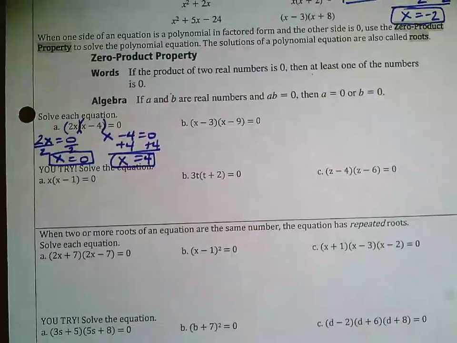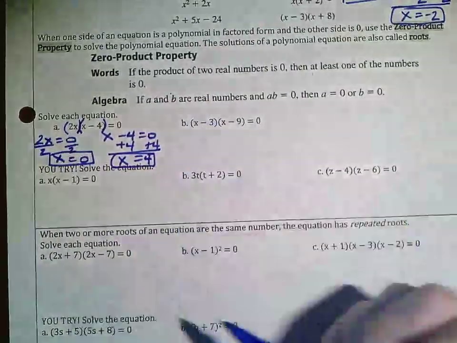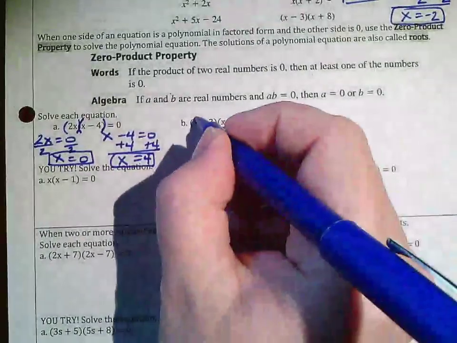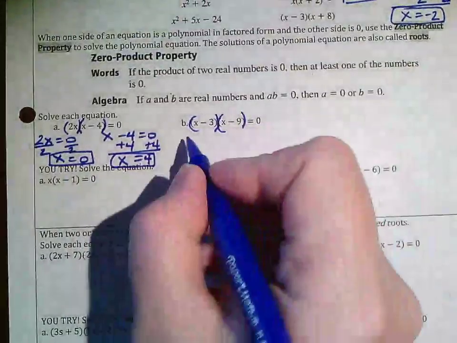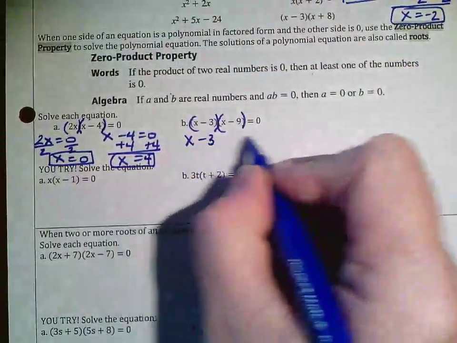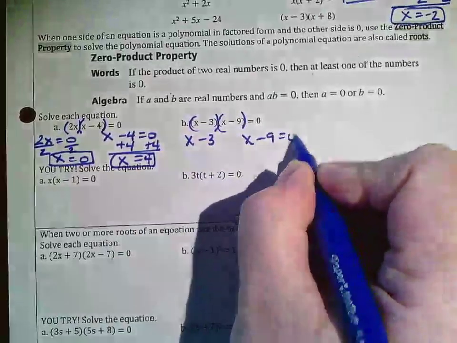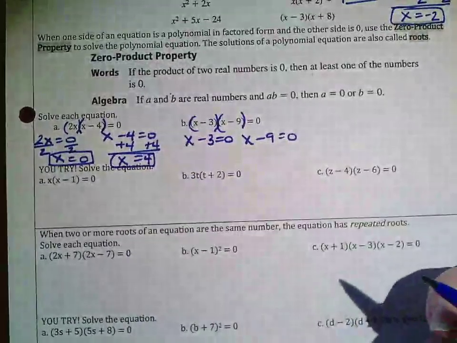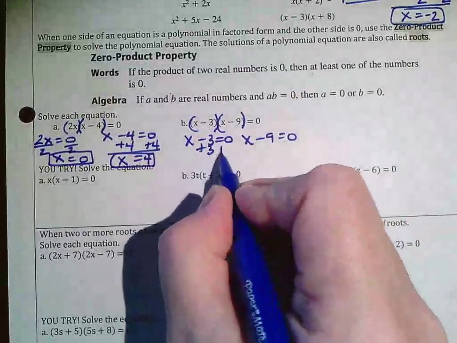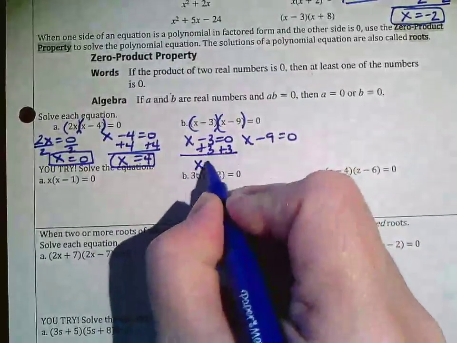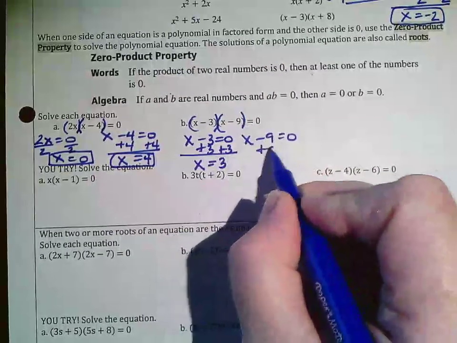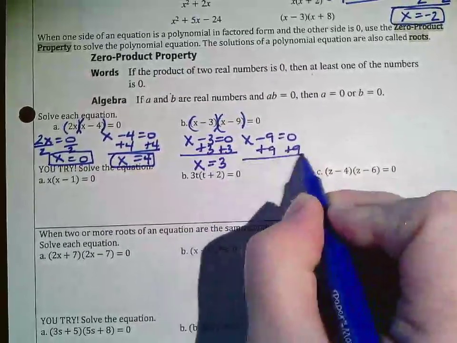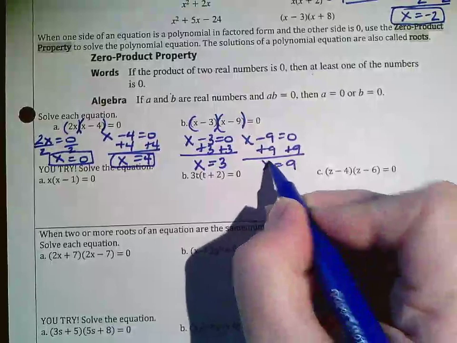Another possibility. When you have two binomials multiplied together, you just again split them. Where they're being multiplied, that's where you split them. So x minus 3, x minus 9, and you're going to set both of those equal to 0. Add the 3, and x can equal 3, which would make this true, or x can equal 9, which could make this true.